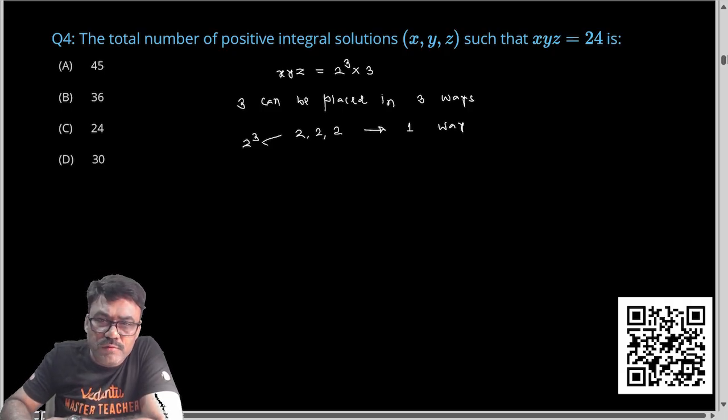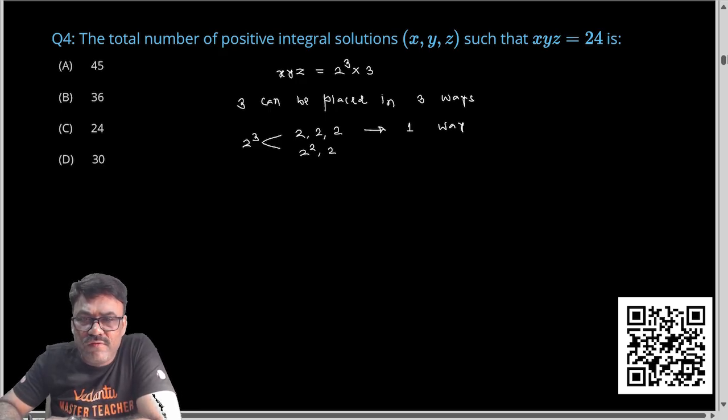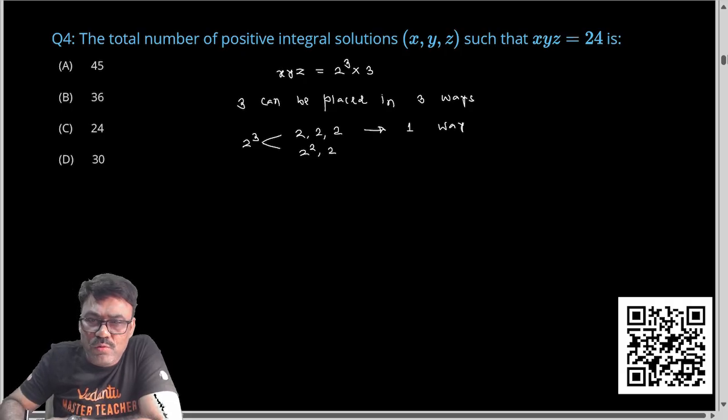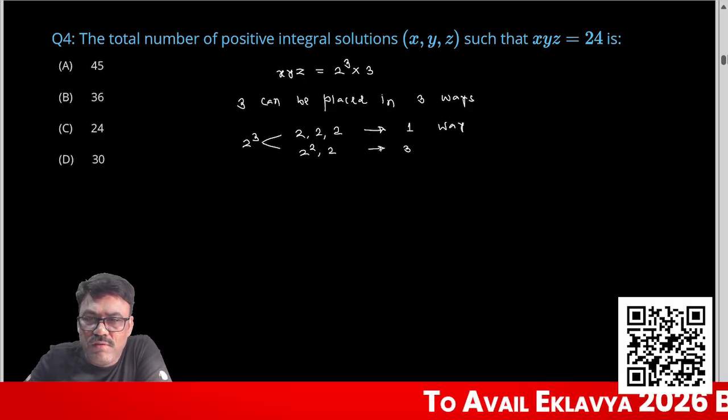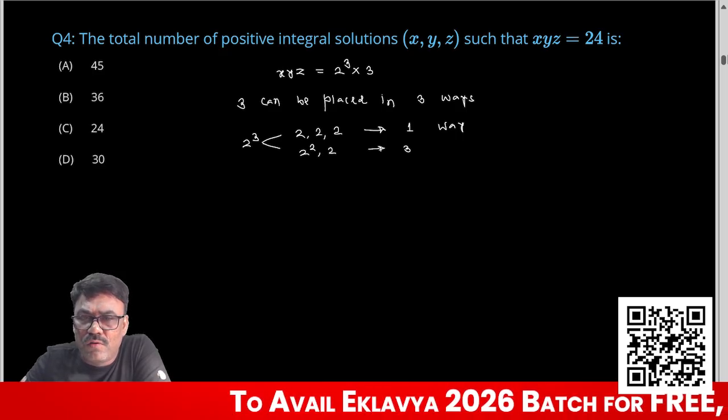Or I can distribute it as 2 squared. Means out of these 3 persons, x, y, z, 2 persons will be selected, and one person will get 2 square, other person will get 2. Or I can say that 2 square can be given to either x or y or z. So 2 square can be given in 3 ways. Means it can be given to x or y or z.